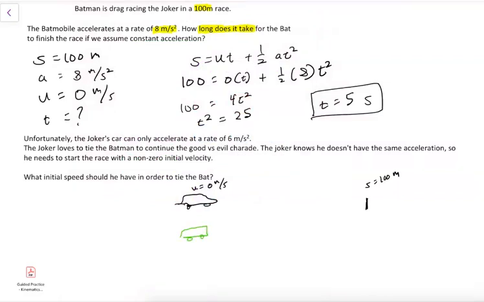And his is just a van. I don't know why. We also know it's 100 meters, so I can kind of extend this line down. And it's definitely moving, right? Because this is the starting, and we don't know u. So we know it takes 5 seconds for the bat to finish the race.